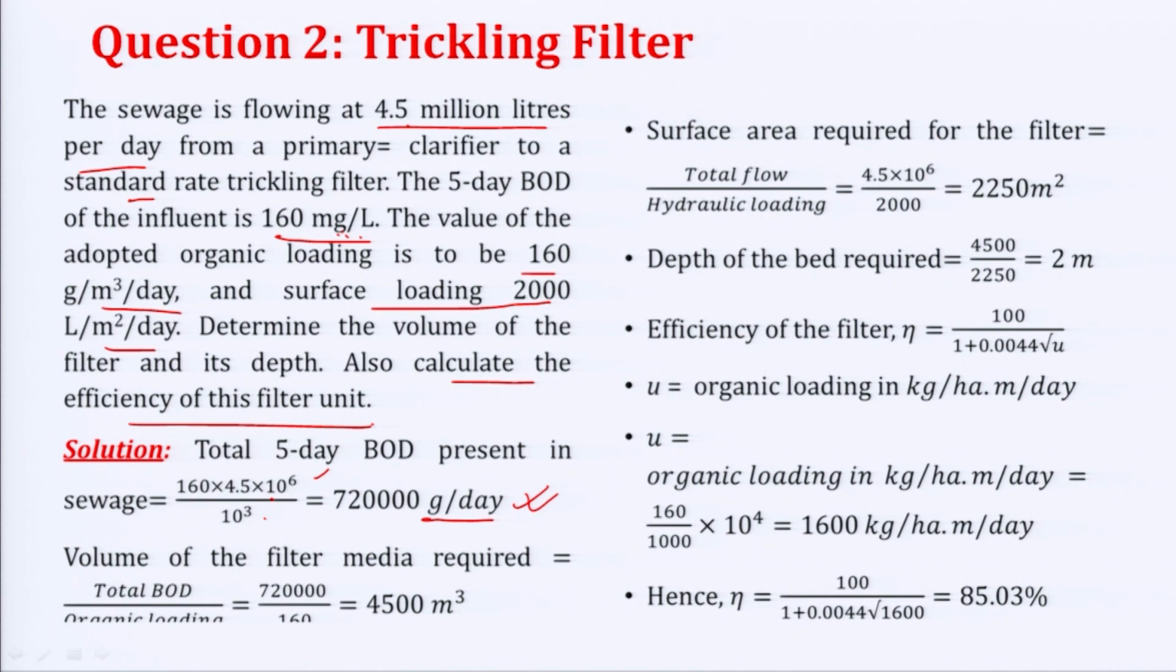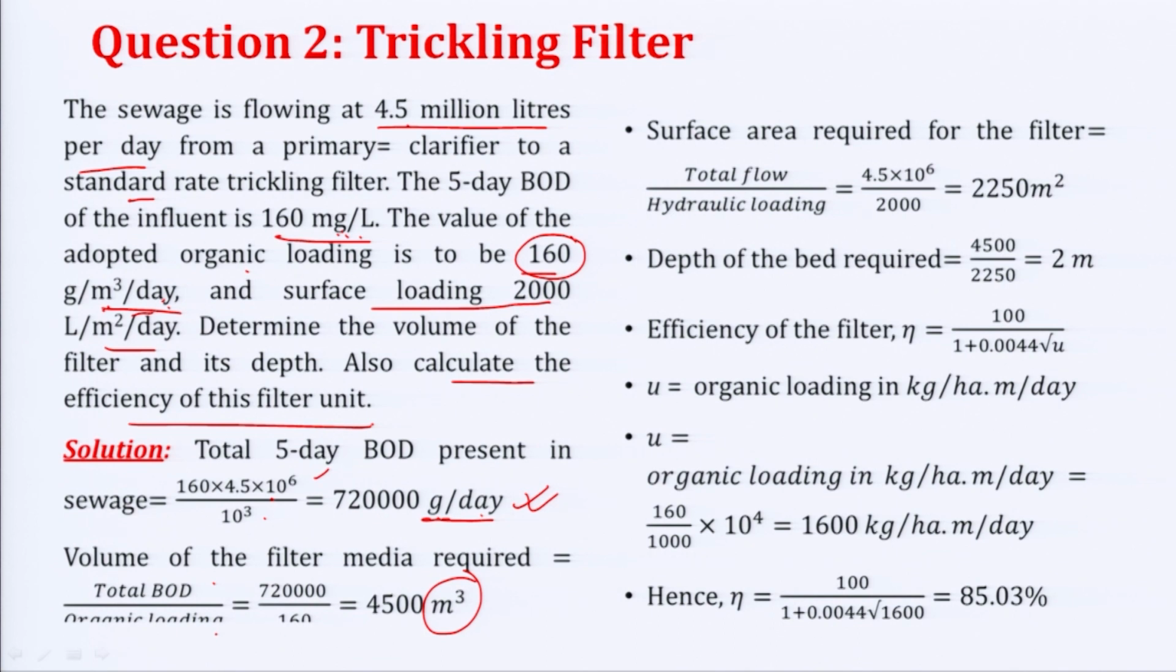Then the volume of filter media required will be how much? Total BOD divided by the organic loading. So, what is the organic loading here? If you get confused, just check out the units. Here it is gram per day, and what you require is volume, so it is going to be meter cube. The total BOD is given in grams per day, and the organic loading is 160 grams per meter cube per day. If you divide gram per day by gram per meter cube per day, you are going to get meter cube. This is another way of thinking if you get confused.